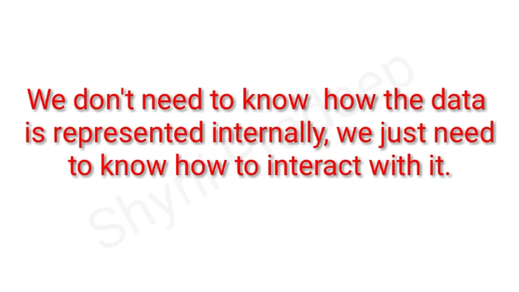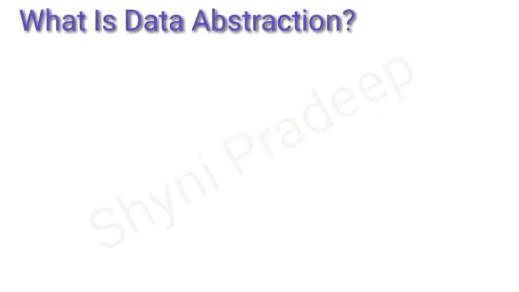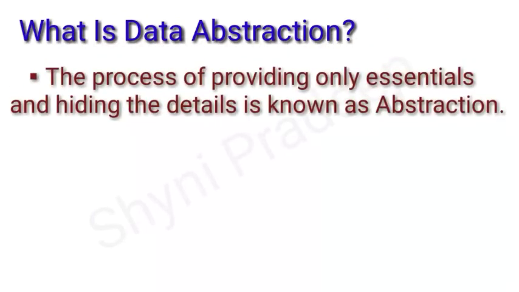Similarly, in data abstraction, we don't need to know how the data is represented internally. We just need to know how to interact with it. Okay, so that is called data abstraction. So what is data abstraction? The process of providing only essentials and hiding the details is known as abstraction.